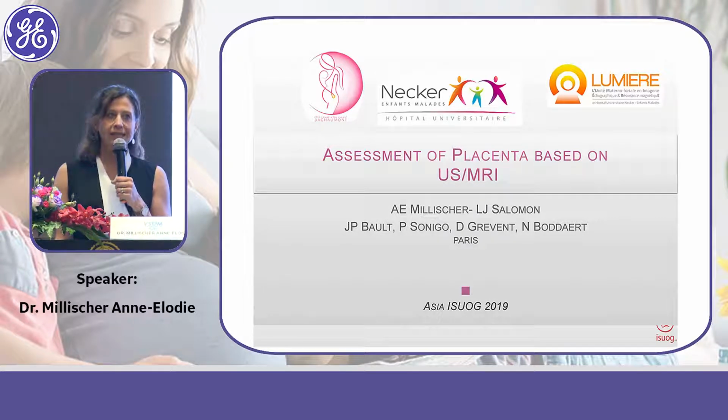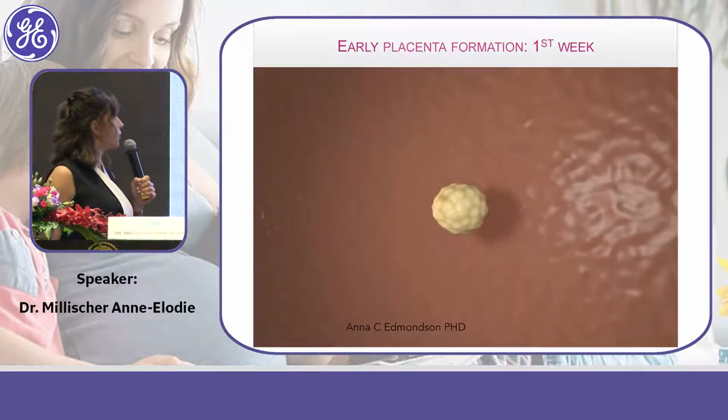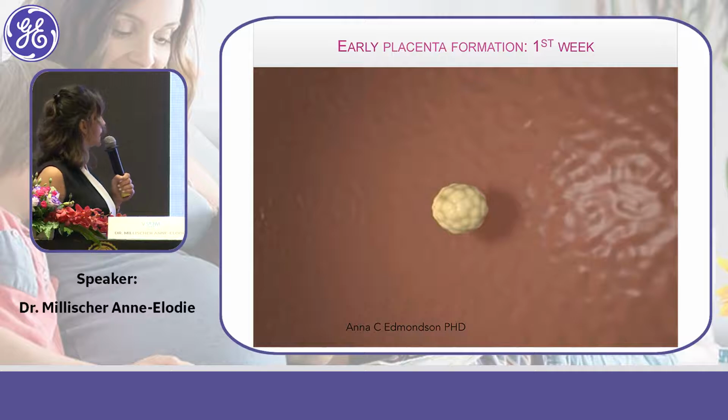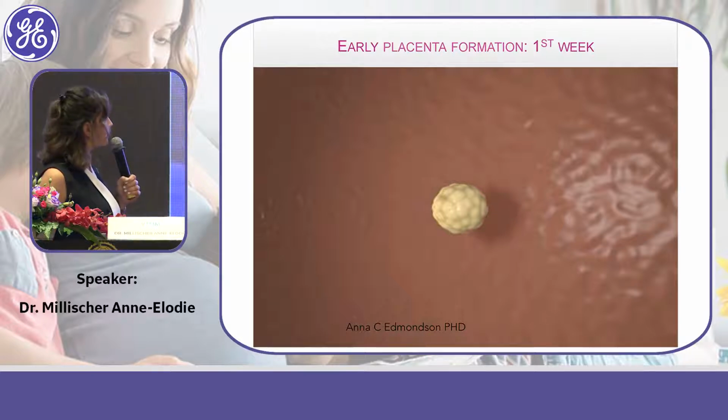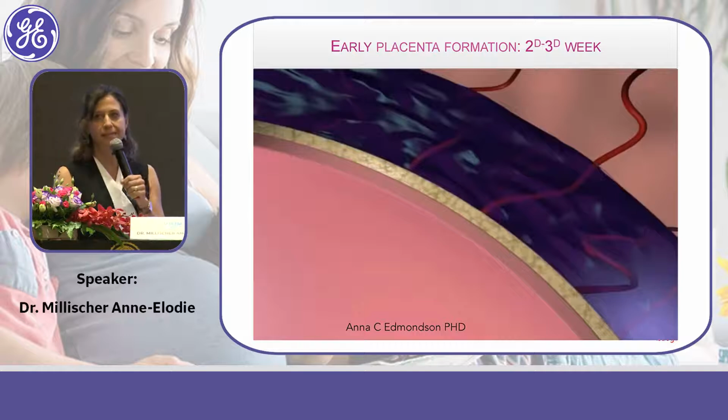Its function is essential for the pregnancy, and just to remember the formation of the placenta. When the blastocyst goes into the endometrium, there are two main layers, the syncytiotrophoblast and the cytotrophoblast. The syncytiotrophoblast erodes the vascular structures in order to constitute the venous lakes.